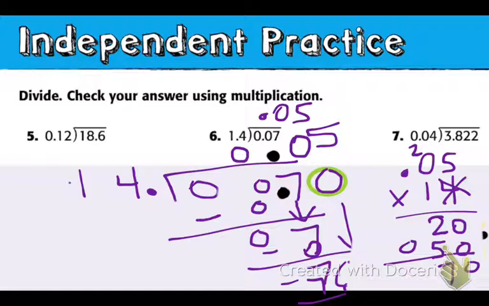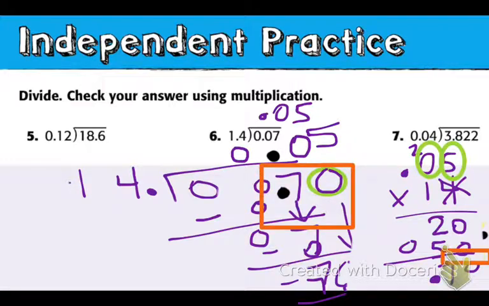But remember, moving that decimal 2 digits will make it match my dividend, right? It's got to be 70/100. That has to match, and it does. So I know that I am correct.